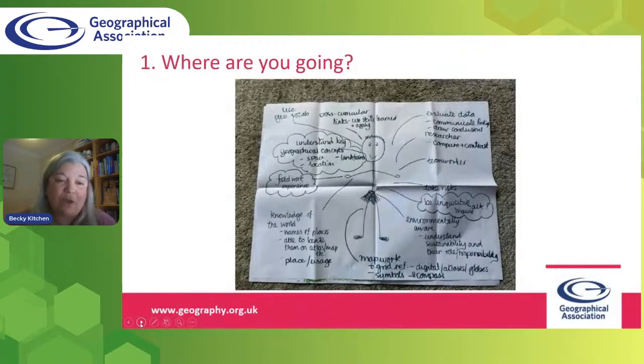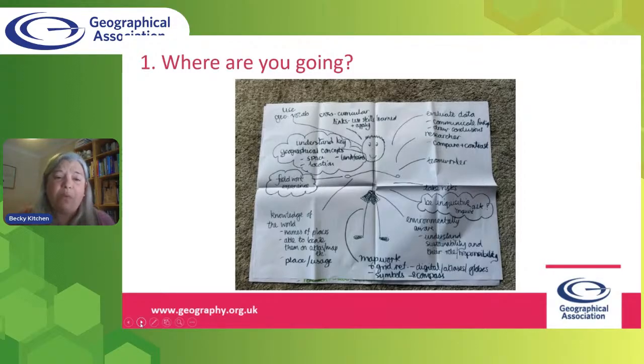So this one, for example, has got knowledge of the world. Can you name places? Can you locate them on an atlas or map? Do you understand this idea of place? Something around map work. Being environmentally aware, being able to evaluate data, being a team worker. So you can see that you might have very similar ideas. But the key to this is understanding where you're going, understanding what you want the end point to be, because your curriculum is the kind of vehicle that helps pupils on that journey.